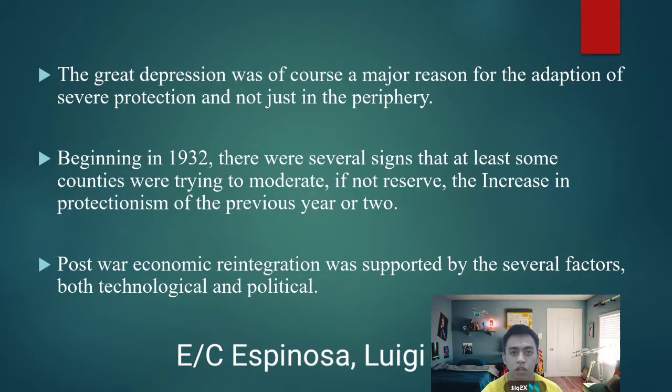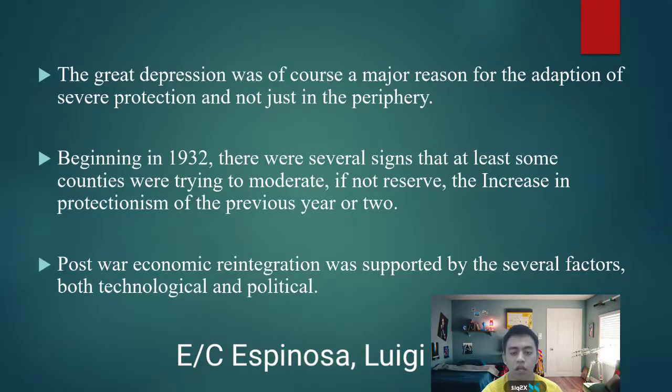The Great Depression, together with World War I and World War II, was of course a major reason for the adoption of severe protection, and not just in the periphery. The Great Depression was a great cost to every country, not just because buildings were destroyed. Beginning in 1932, there were several signs that at least some countries were trying to moderate, if not reverse, the increase of protectionism of the previous year or two. So they increased their protection so that they could do the market integration properly.